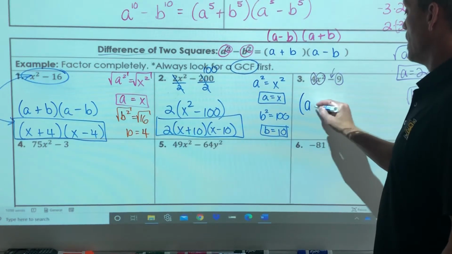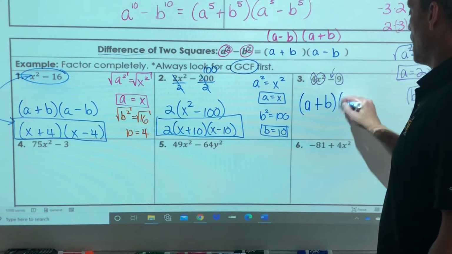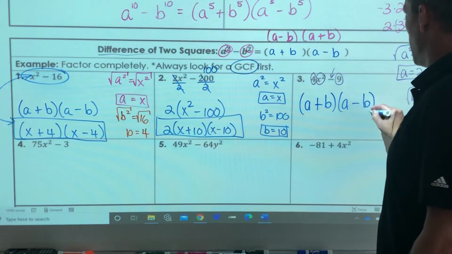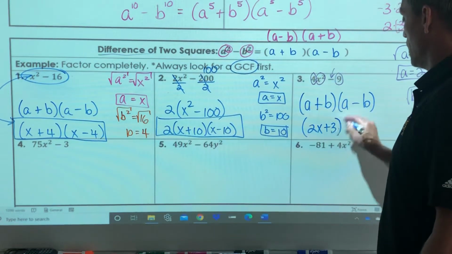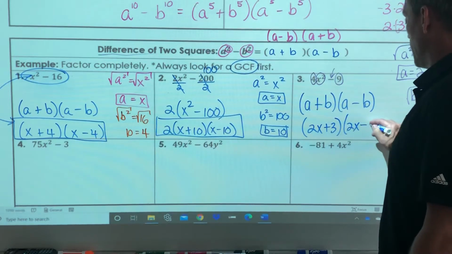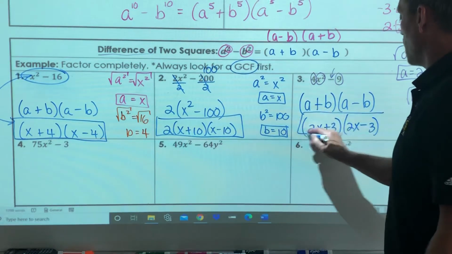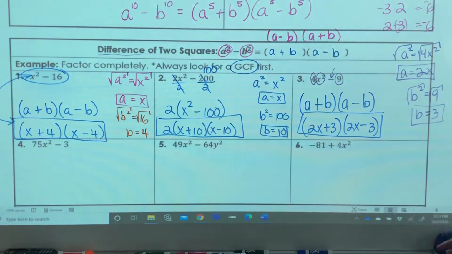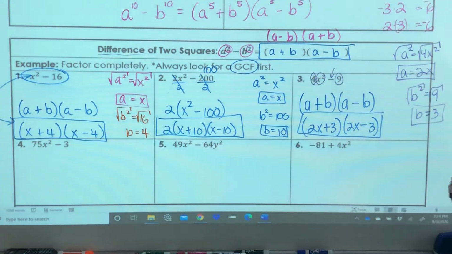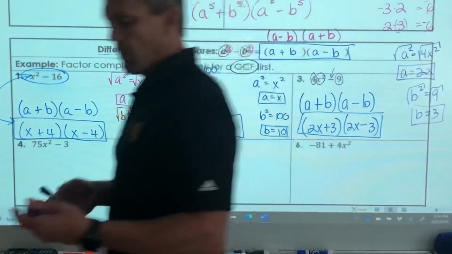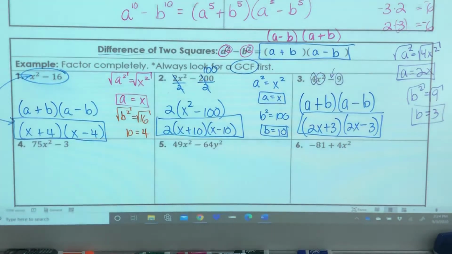A plus b, a minus b. So my a is 2x plus 3, 2x minus 3. You just plug them in. Again, you're not solving, you're just simplifying. Define your a, define your b, plug it into the formula. Define your a, define your b. A couple of recognition pieces obviously have to happen first.